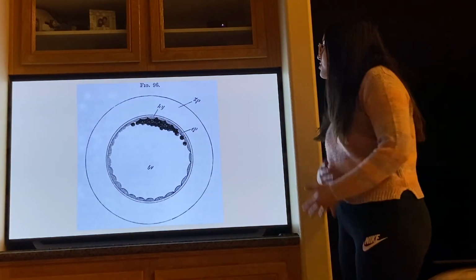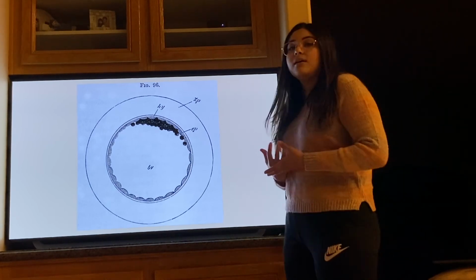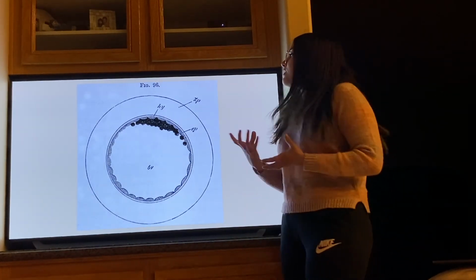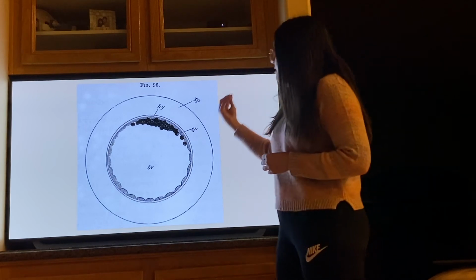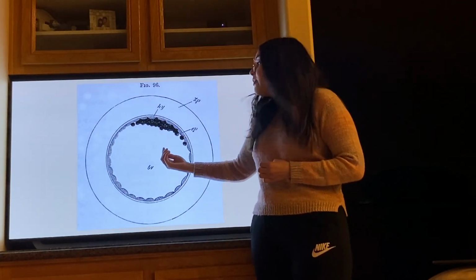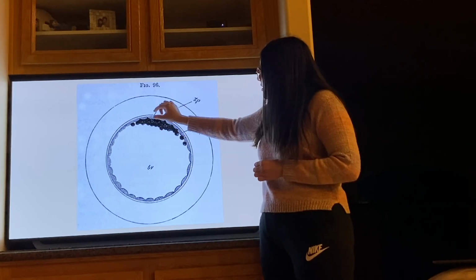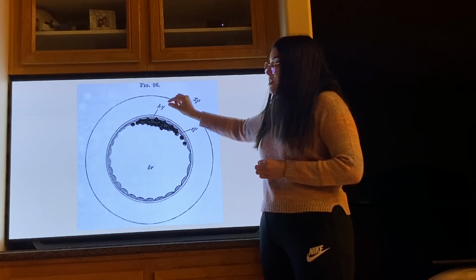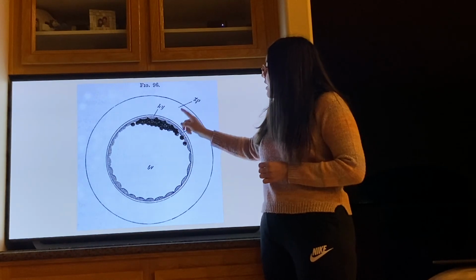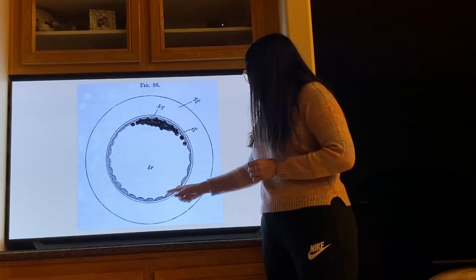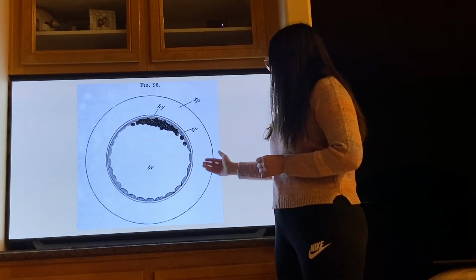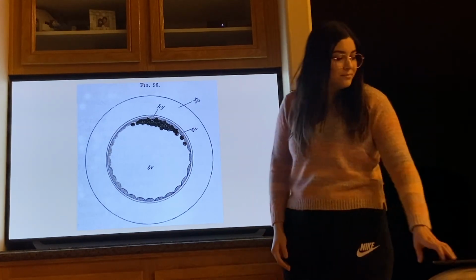Here is a visualization of the blastula. So the blastula is basically an embryo that has a cavity in the middle called the blastocoel. Here we see the ICM, which has stuck to one side of the embryo, and then here we see the trophoectoderm, as well as the morula, and last but not least, the zona pellucida.